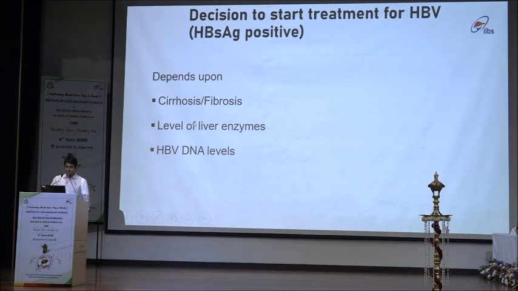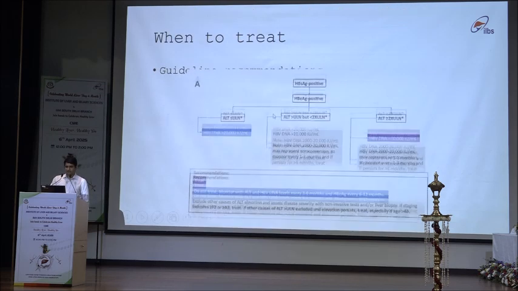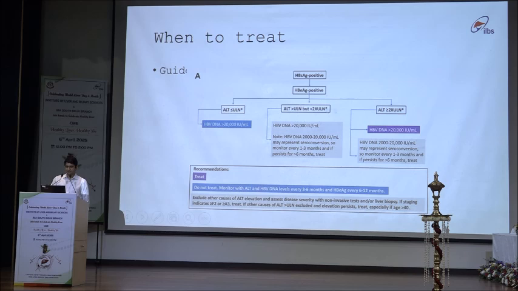If there is cirrhosis, and level of liver enzymes and hepatitis B virus DNA level. So, as per the guideline and national program, if the patient has E antigen positive with ALT levels more than 2 times with significantly high DNA level, these patients should be treated with antiviral treatment.